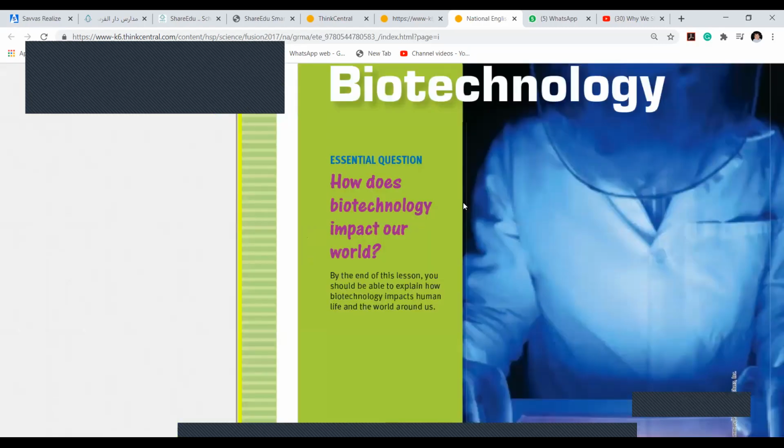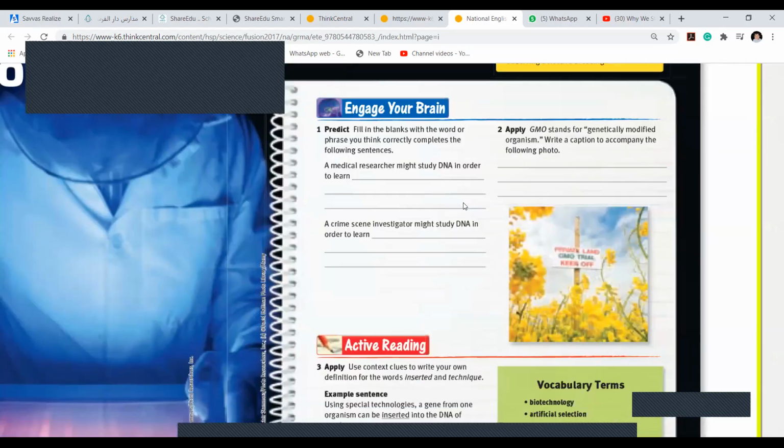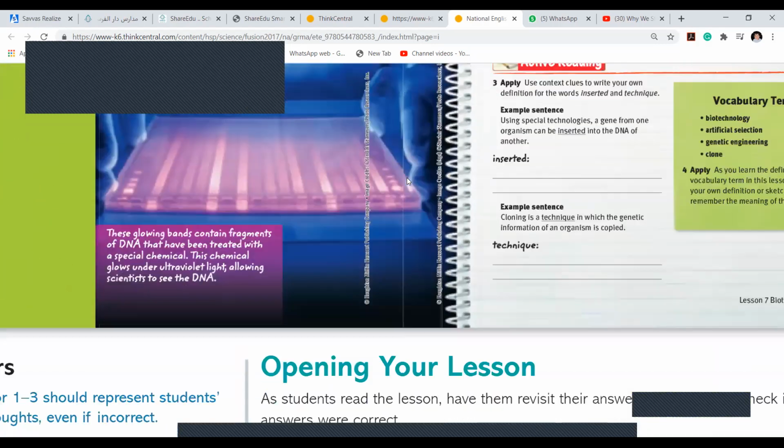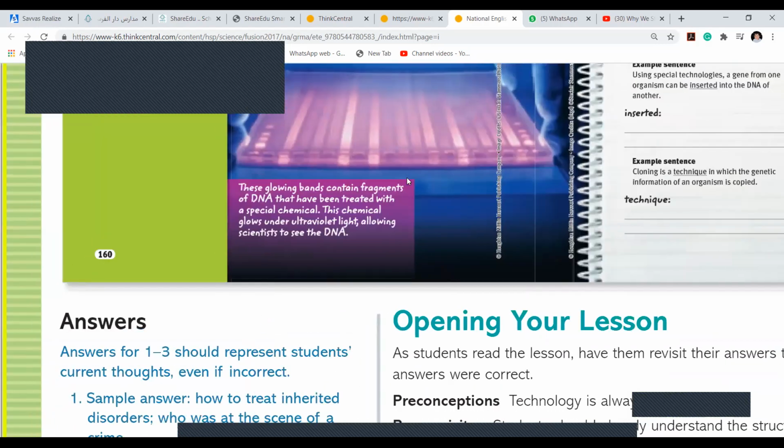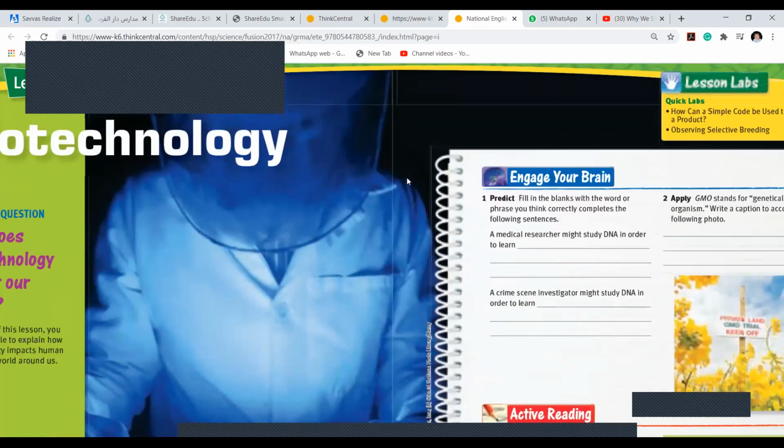So at the end of the lesson, I will tell you about how biotechnology impacts human life and the world around us. A medical researcher might study DNA. Why does somebody want to study DNA? To treat inherited disorders. You remember I told you about one disorder, the baby with the same faces, Down syndrome? Remember Down syndrome? Yes. So actually there are many diseases like that. And I told you about sickle cell yesterday. I told you about some other ones. So to treat that, the scientists want to finish those genetic disorders. And that's the reason they are studying DNA.